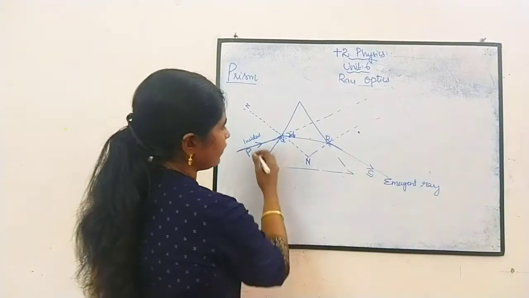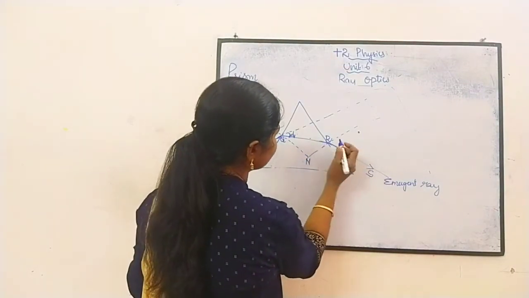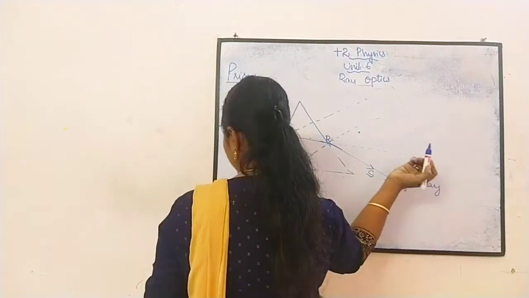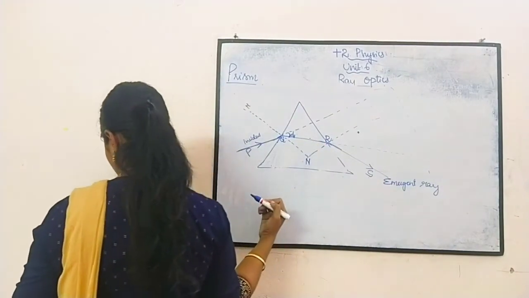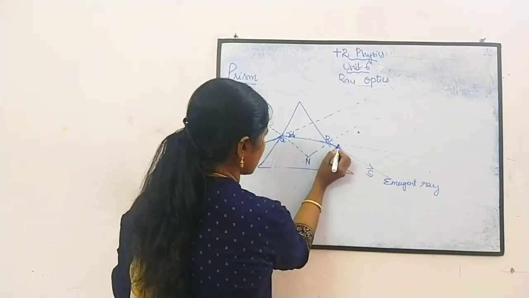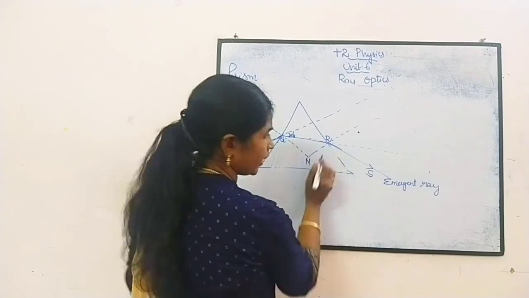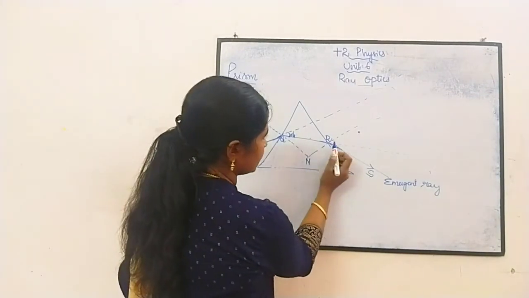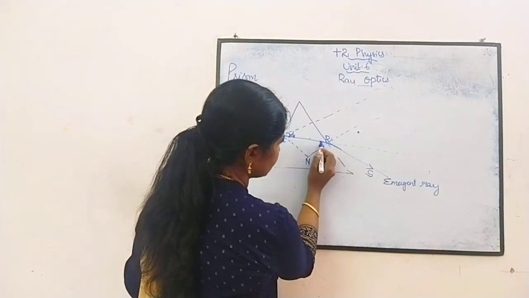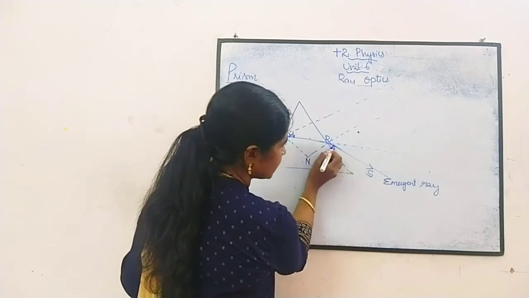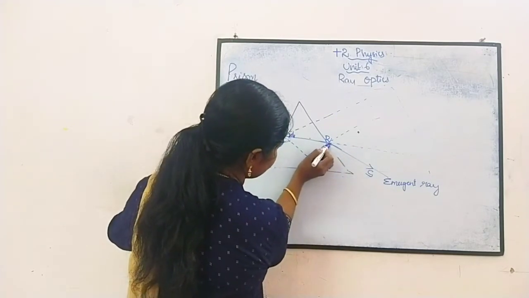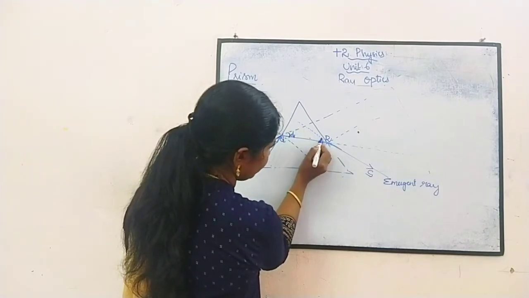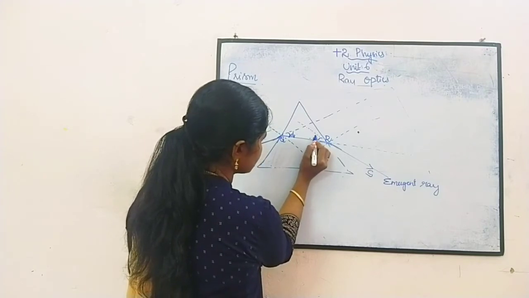Similarly, when it comes here, the actual path is like this, but it is deviating from its path. So I am taking this angle. The actual path is this, but it is deviating this much angle. I am just extending this ray and making an angle. So it has deviated this much from the actual path. I am taking that deviation as d2.